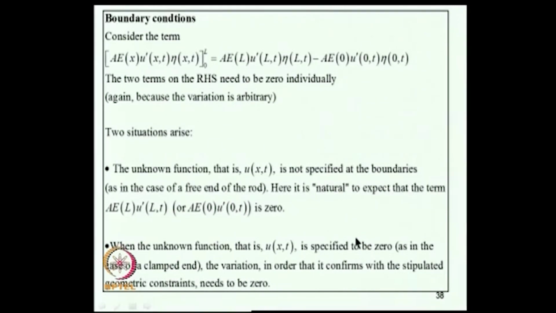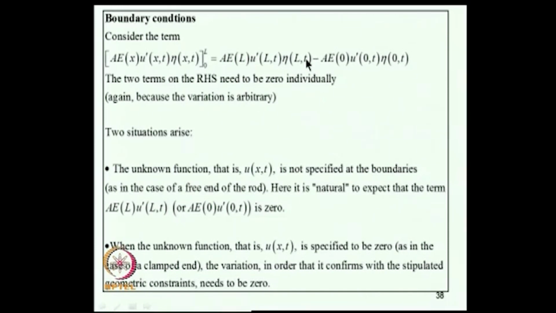Now, this takes us to the question of what happens at x equal to 0 and x equal to L. So, for this we can consider this term which is the remaining term that we need to handle. So, if I expand this out, I get Ae of L u bar L comma t eta of L comma t minus Ae of 0 u bar 0 comma t eta of 0 comma t. Again these two terms need to be independently equal to 0 because eta is arbitrary, for the same reason.